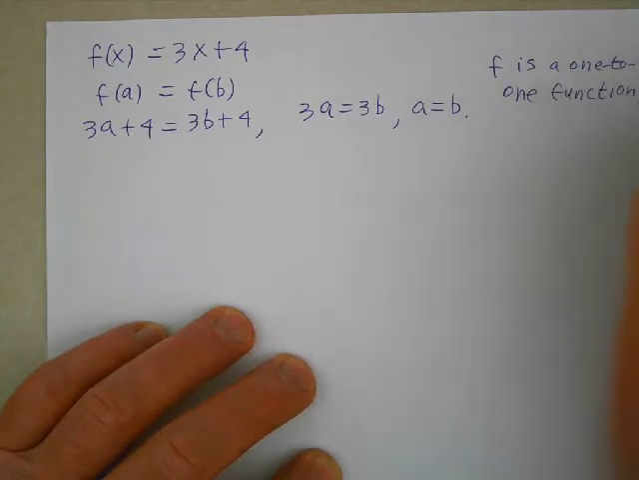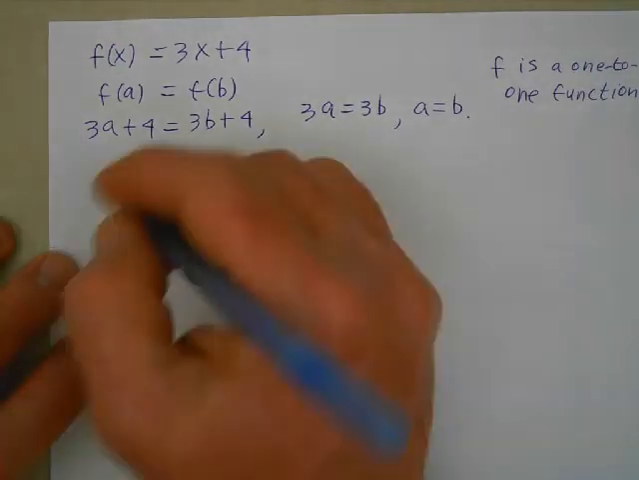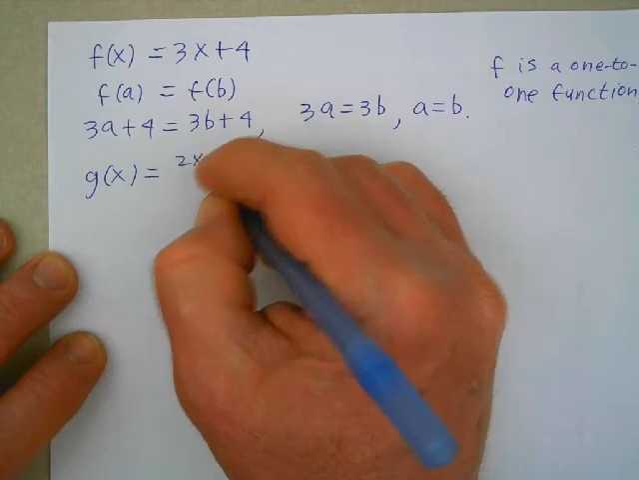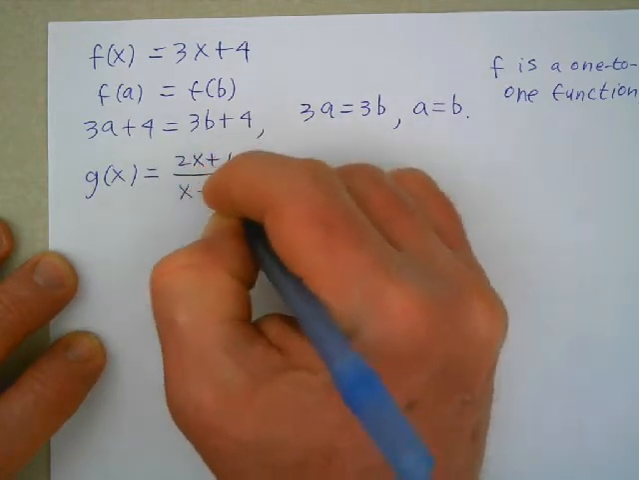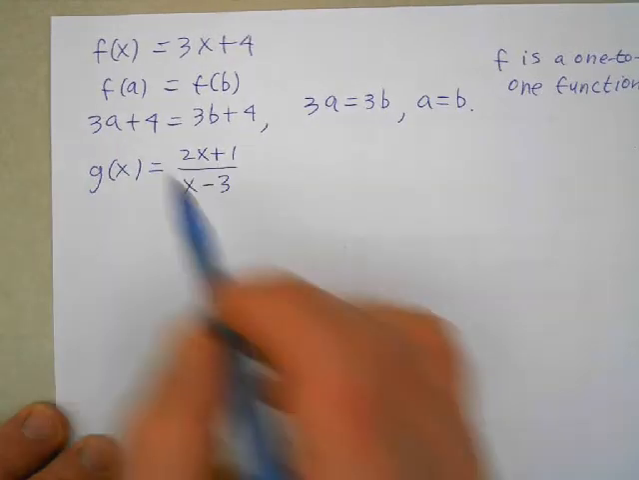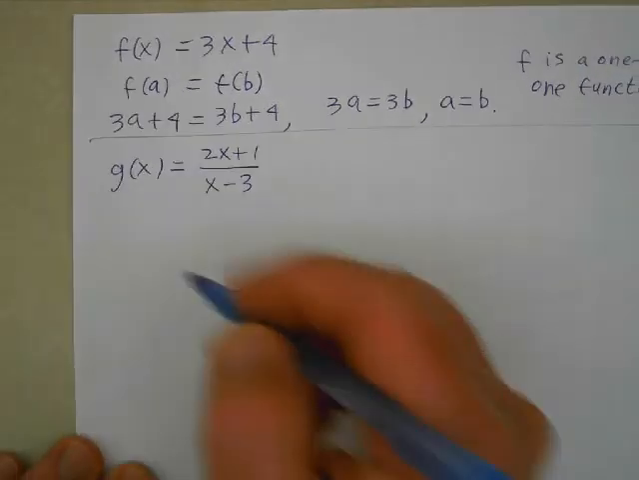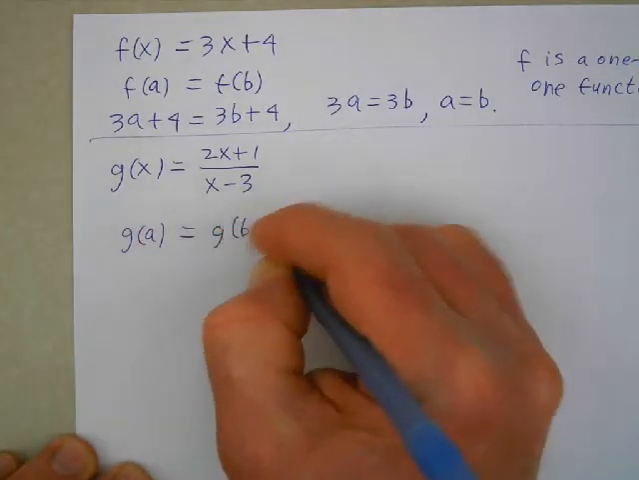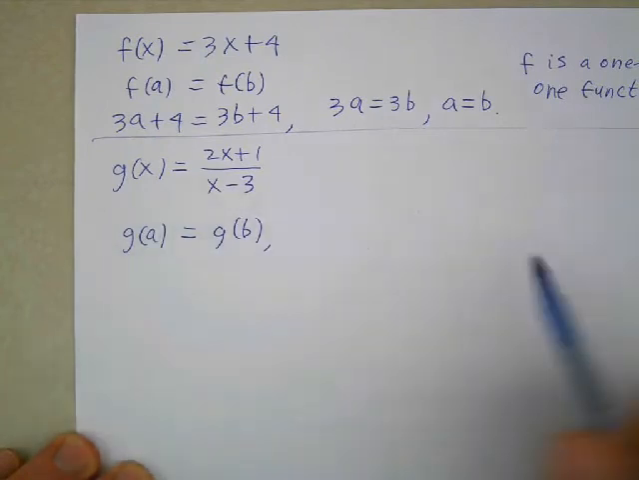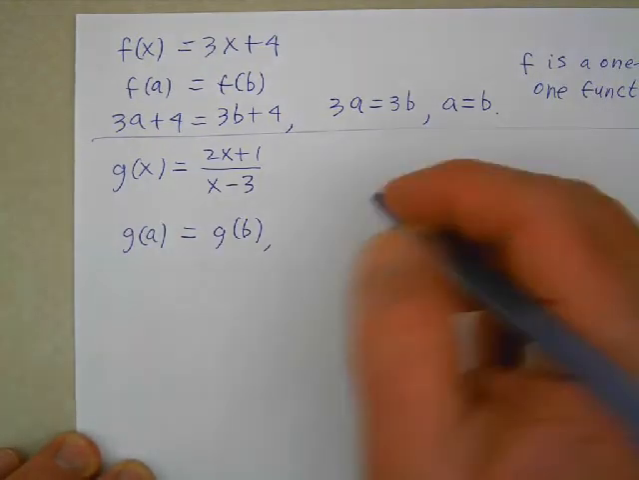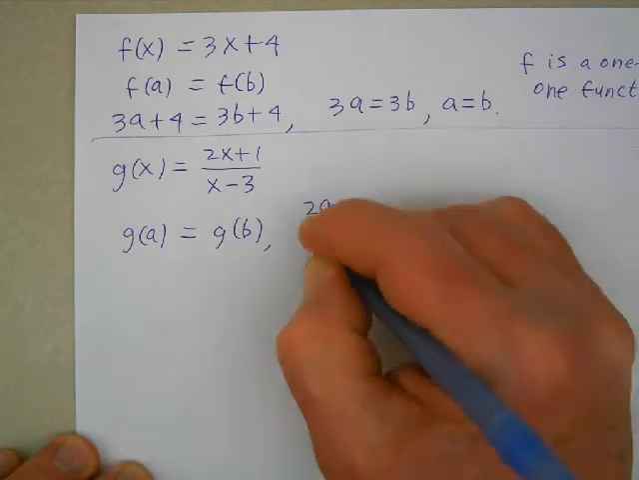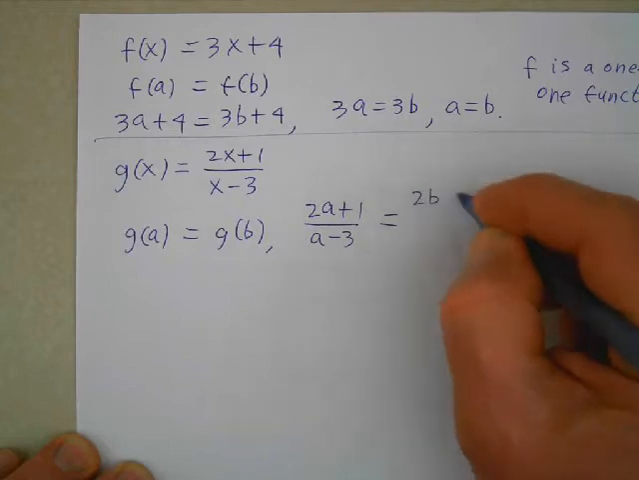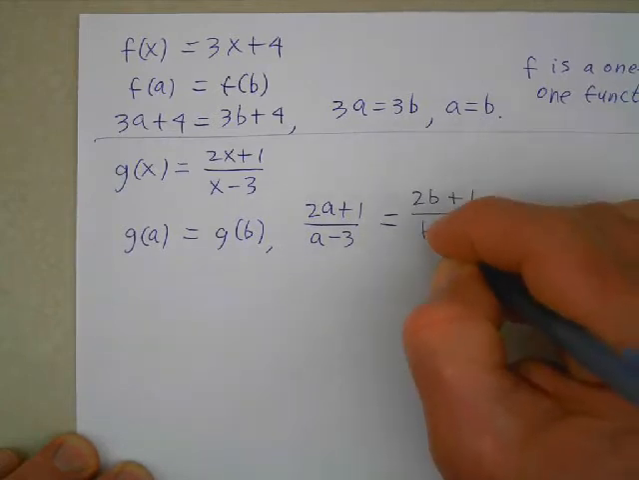Okay, the second function is g of x equals 2x plus 1 divided by x minus 3. We will also show that the function g is a one-to-one function. So we'll start by writing g of a equals g of b. Since g of x is 2x plus 1 over x minus 3, g of a is 2a plus 1 over a minus 3. That's equal to g of b, which is 2b plus 1 over b minus 3.